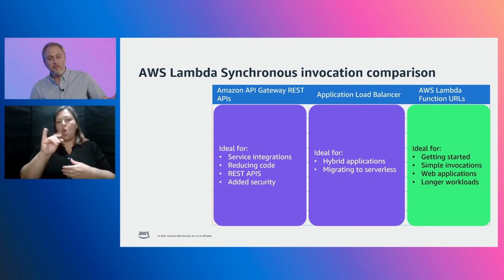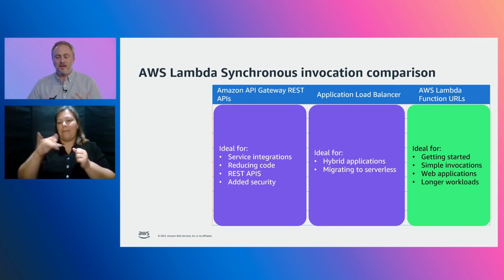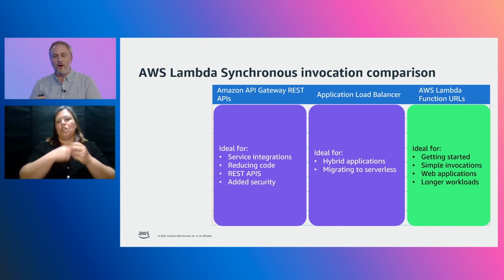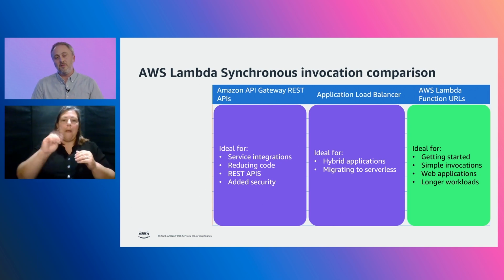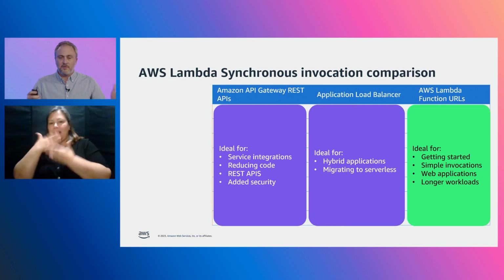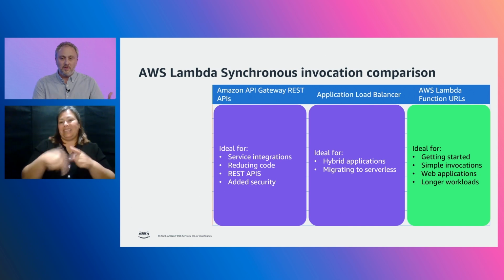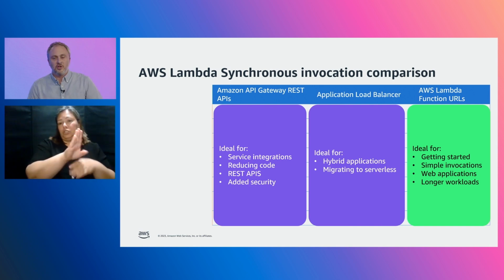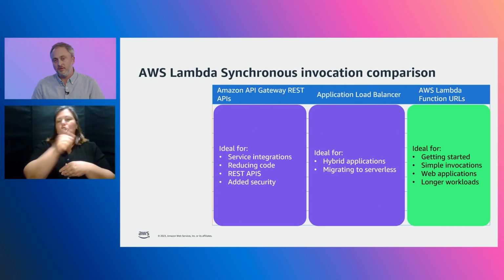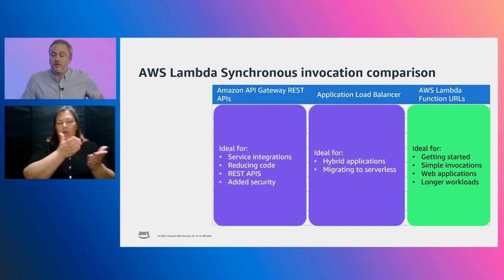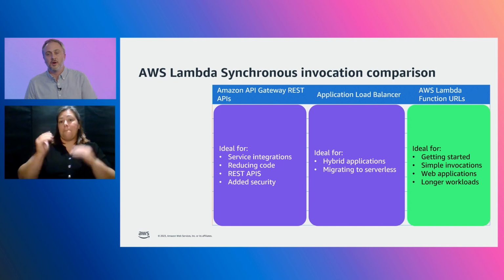You can also build WebSocket APIs with API Gateway. And you have added security by lots of different ways of authenticating your URL. Application Load Balancer is really nice for migrating your application to serverless, or having an application where you want to have the same service to access your business logic, but some of your business logic is in Lambda and some of it is in another compute service, right? So Application Load Balancer is a really good option if you're starting to migrate away.